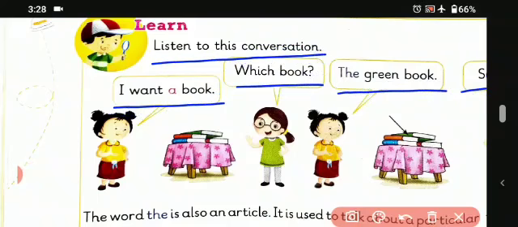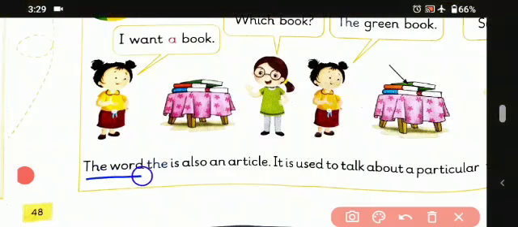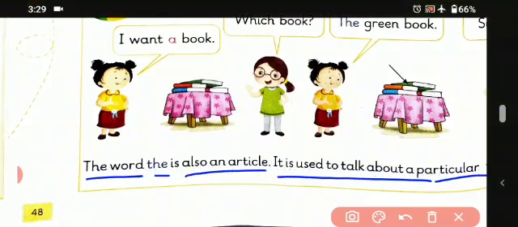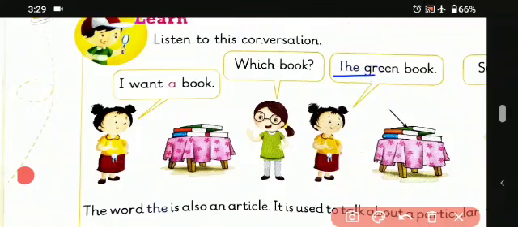Okay students, so we will understand more about it. That is the word the. The is also an article. It is used to talk about a particular thing. So students, in this conversation, she has used the word the. When we use the as a word, that means we are talking about a particular thing. That means in this conversation, she is particularly talking about the green book. Okay students, so let's do the exercise and we will understand more about it.